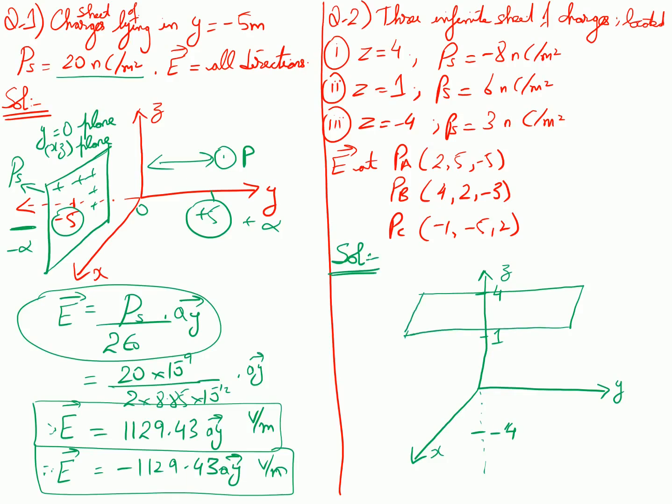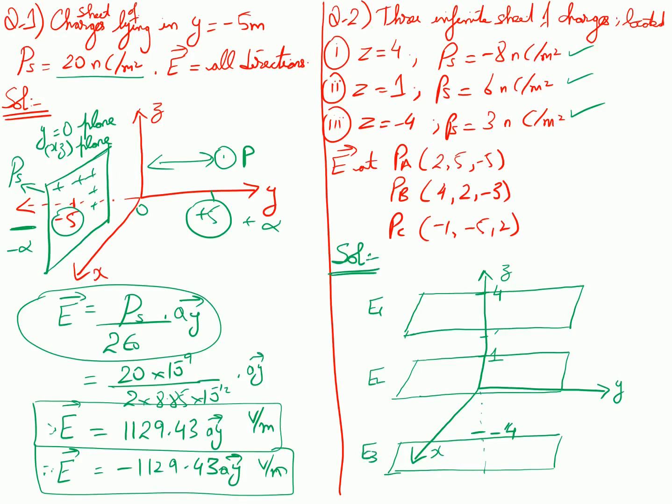The second sheet is, let me bring 1 a bit down, at z equals 1, so it is parallel to the x-axis and y-axis. The third sheet is at -4, so it is along this point. So these are the sheets at the given z-axis points, and the respective values of the surface charge densities are as such. I need to find the electric fields E1, E2 and E3 for these respective sheets.